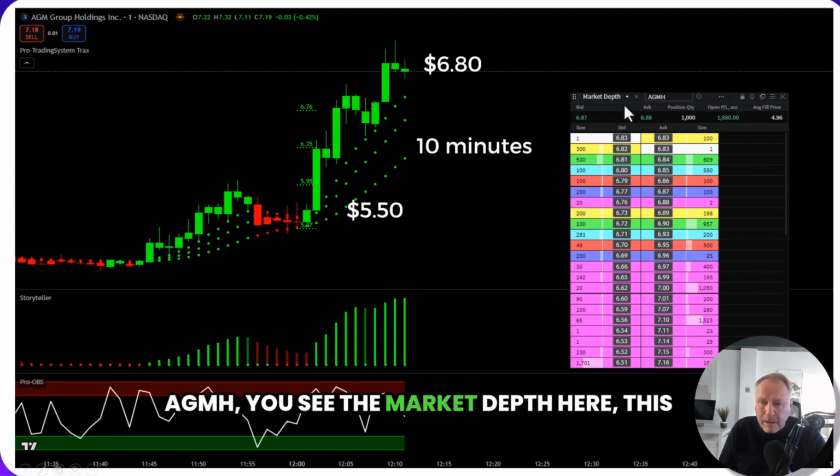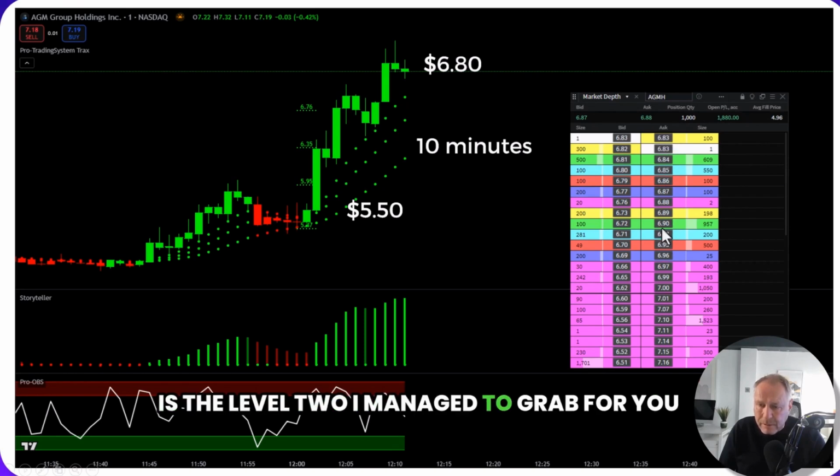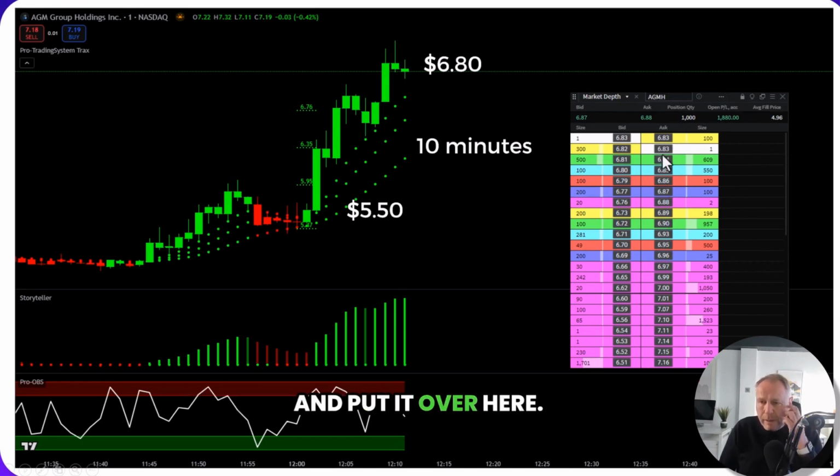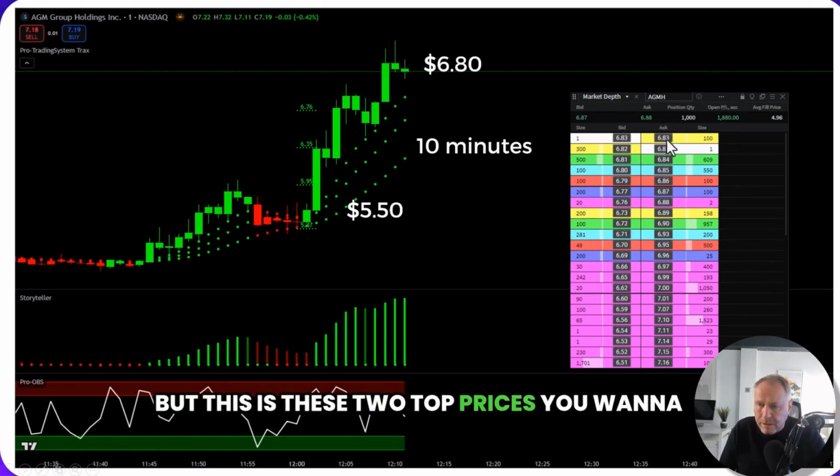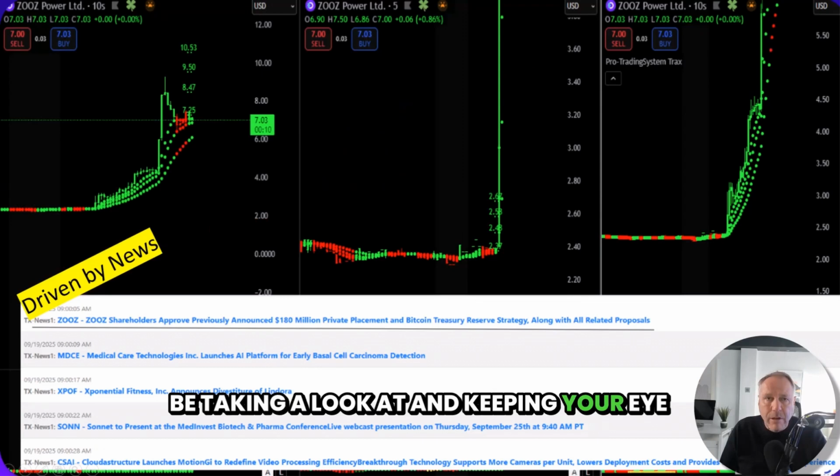AGMH. You see the market depth here. This is the level 2 I managed to grab for you and put it over here. And this is all the orders in the book as well. But these 2 top prices are what you want to be taking a look at and keeping your eye on.